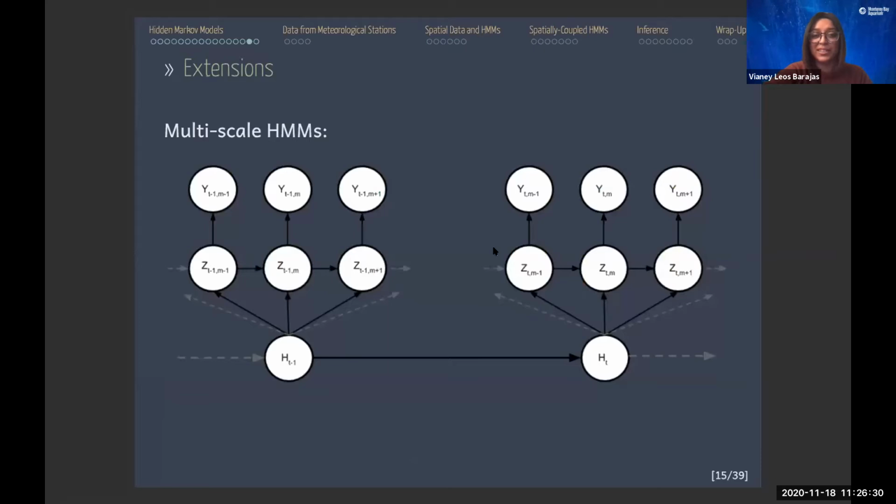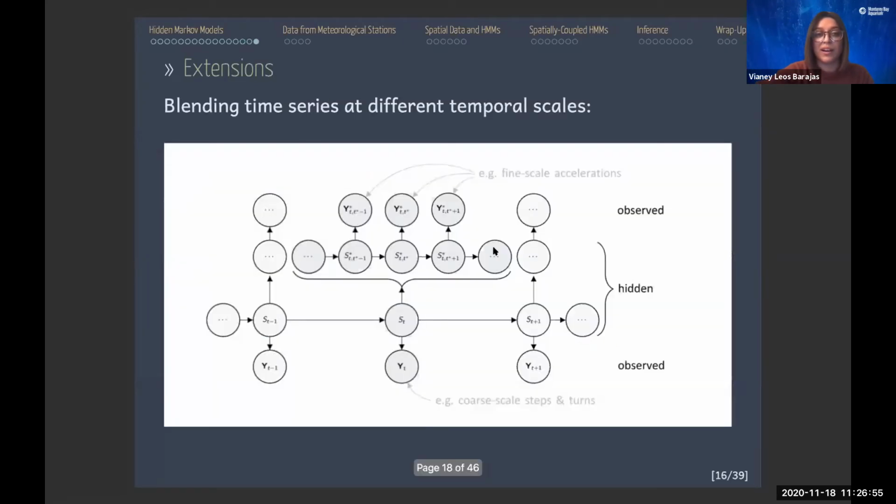I tend to work on extensions. I like to incorporate multiple latent states into modeling of animal movement. It's the idea that you have fine scale movements that you're interested in, and then the compositions of those fine scale movements can inform another process that you might be interested in capturing as well. And this is similar to speech recognition, where hidden Markov models have been used as well. I've also been working on blending time series at different temporal scales with hidden Markov models, right?